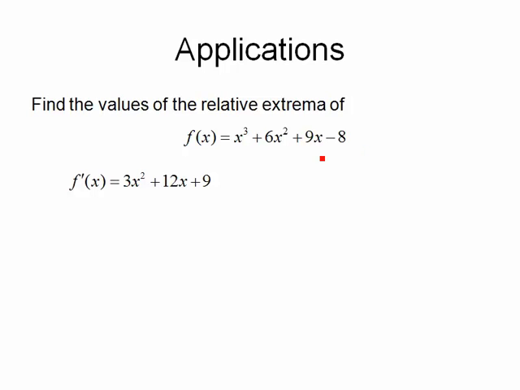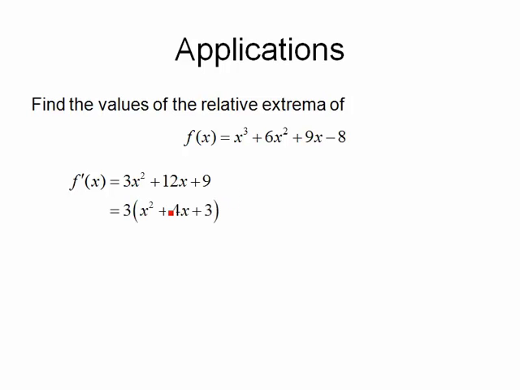So first off, we need to take the derivative of each one of the four terms. The derivative of x cubed is 3x squared. The derivative of 6x squared is 12x. The derivative of 9x is plus 9, and the derivative of negative 8 is 0. So that gives us f prime of x equals 3x squared plus 12x plus 9. Now we're going to go ahead and set that equal to 0. We don't have to worry about it being undefined because this is a polynomial, and polynomials are defined everywhere.